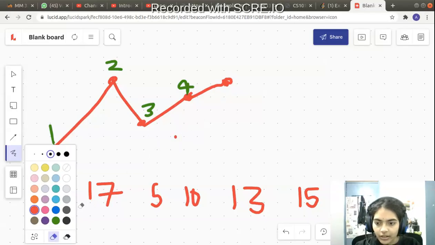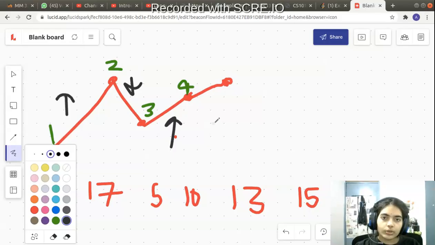Let me raise this. First was increasing, second was decreasing, third is increasing, fourth should be decreasing. To be a wiggle subsequence, it should alternate increasing and decreasing. But this is again increasing, so you don't want it. So what we do, we'll still go on to the next, to understand better.